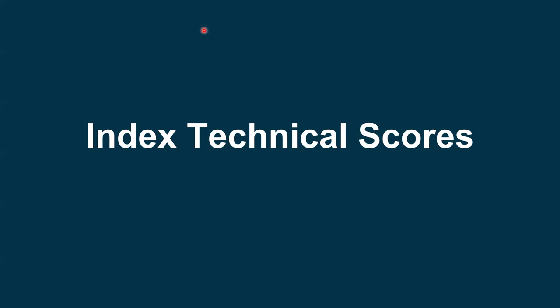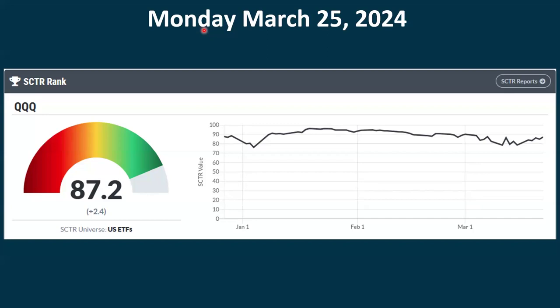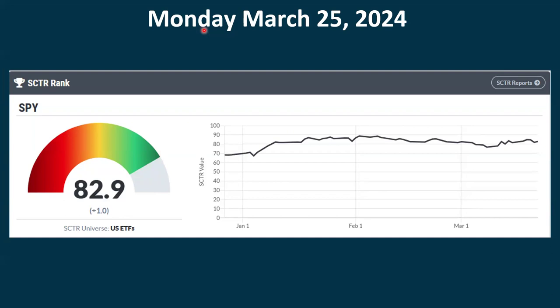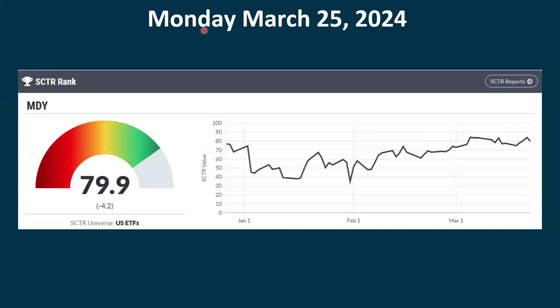Coming in first place, which had dropped out of first place for a while and now is coming back into first place, are the QQQs or the NASDAQ 100, coming in at 87.2. In second place is the S&P 500. There's a lot of carryover stocks in both indexes. It comes in at a score of 82.9. The mid-caps have been showing some strength really since the end of January, and they're setting recent all-time highs with the index, and so we're seeing some strength here, coming in at 79.9.